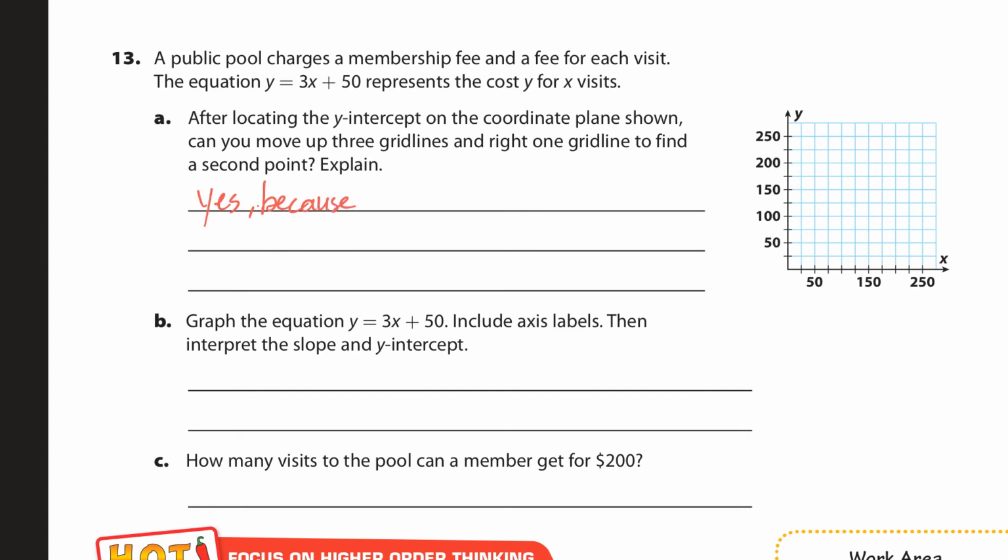Because each grid line represents 25, our slope is 3 over 1, which is equal to, if you go up 3 of these grid lines, that would be going up 75. And going to the right 1 grid line would be going to the right 25. So the slopes are the same. So yeah, that would be totally fine.